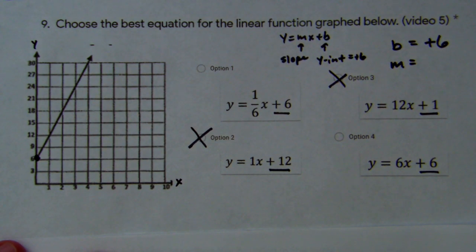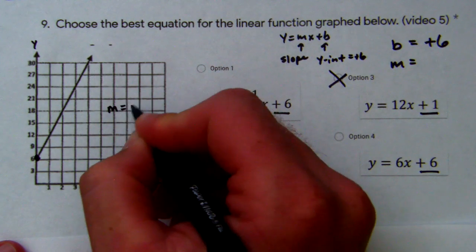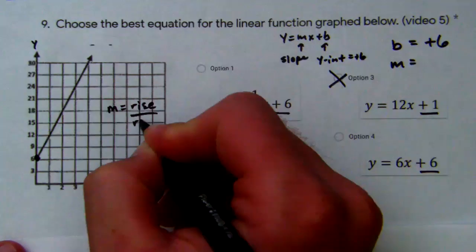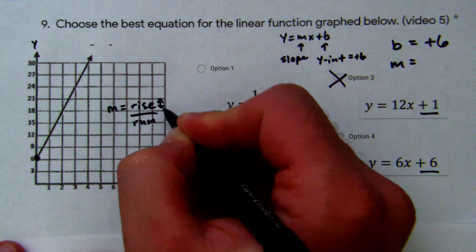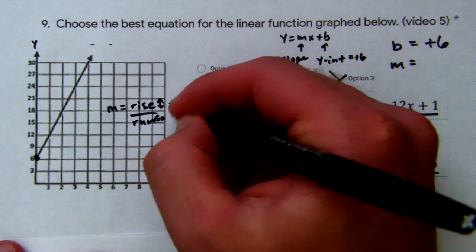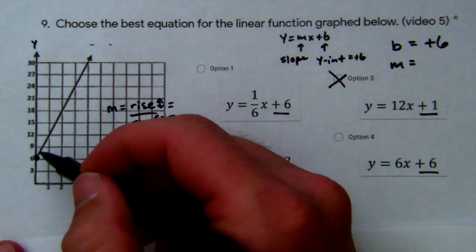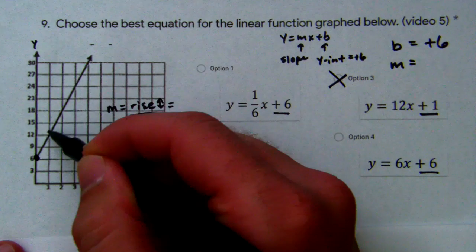So what we are going to look at now is we're going to find slope. Now, to find slope, m equals rise over run. And remember, rise is up and down, run is left and right. So we've got to find our rise and our run. And we need to find 2 points on our graph. They're not given to us, so we've got to look for where the 4 squares meet.